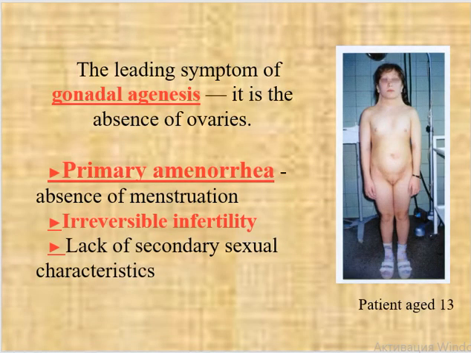The leading symptom is gonadal agenesis, the absence of ovaries. Primary amenorrhea, the absence of menstruation. Irreversible infertility and lack of secondary sexual characteristics.